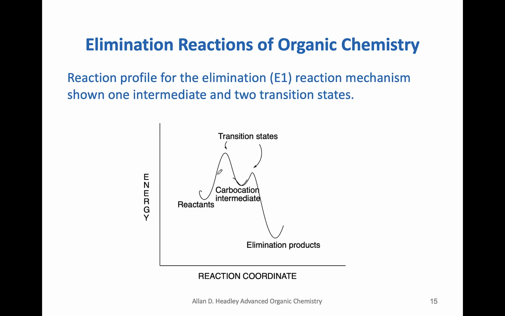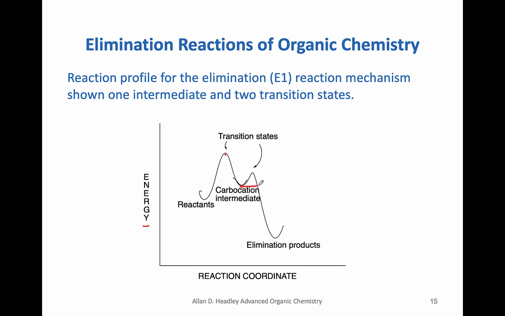And here is the energy profile, pardon me. These are the reactants, and this is the intermediate. So here's the transition state for the formation of the intermediate carbocation. This represents the bond breakage of the leaving group from the carbon. And of course, this is the second step, the fast step, where the carbocation reacts with the base by abstraction of the hydrogen as a proton in a fast step.